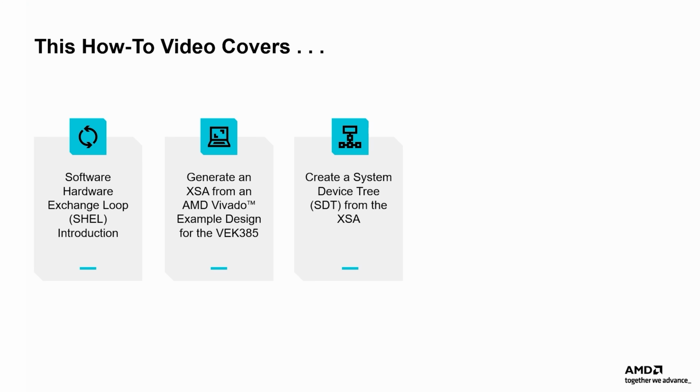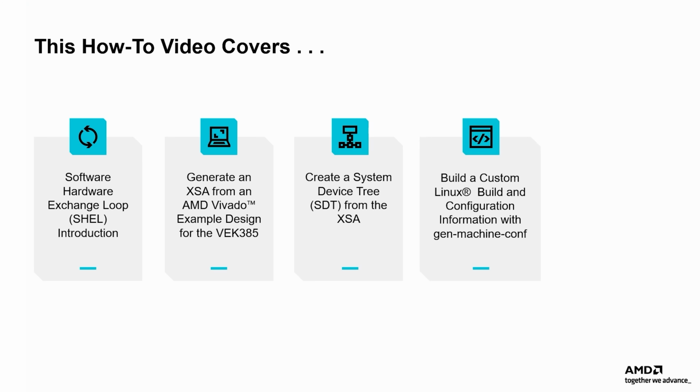After that, the system device tree will be used to build a custom Linux build and configuration information with the gen-machine-conf command. Lastly, a boot.bin and EDF Linux disk image WIC will be created from the Yocto project. These files can then be used to boot the created custom Linux OS on your own VEK385.